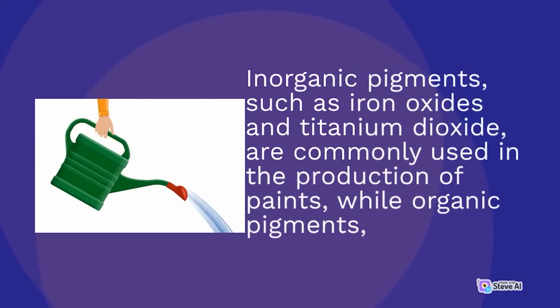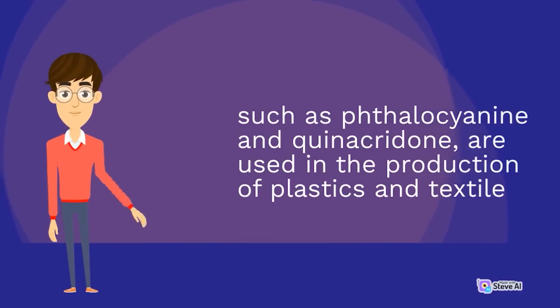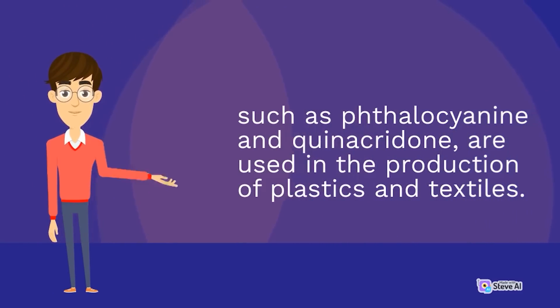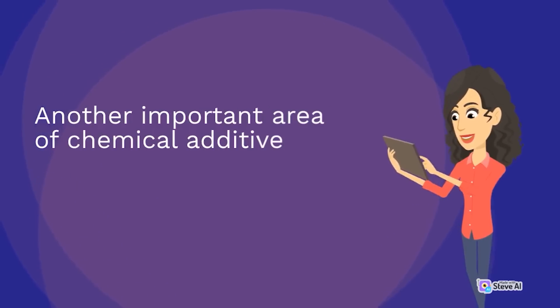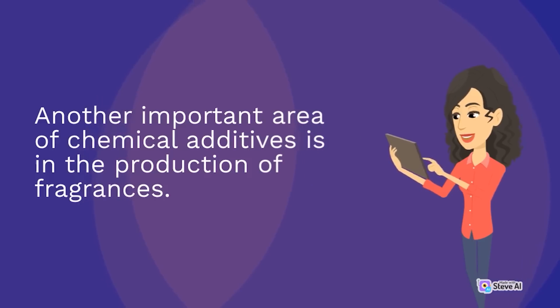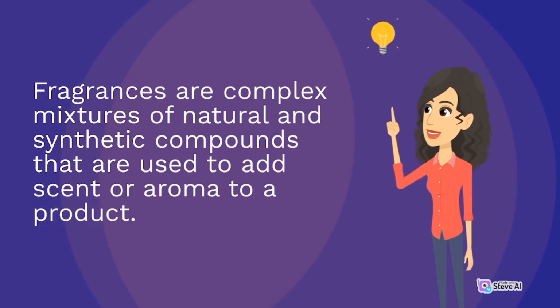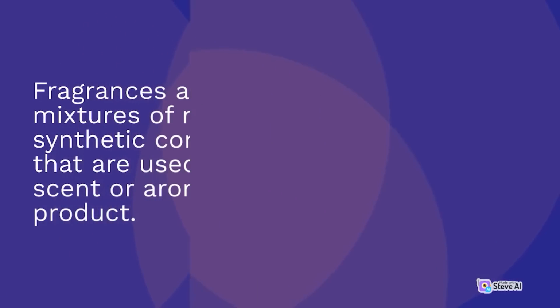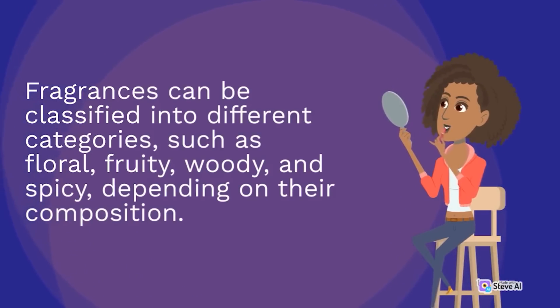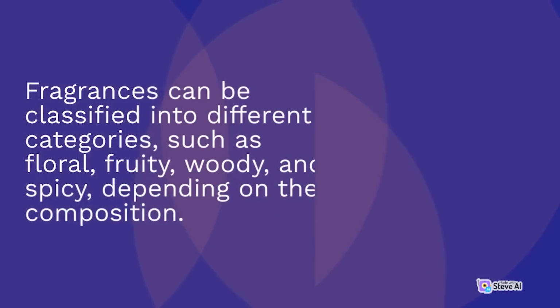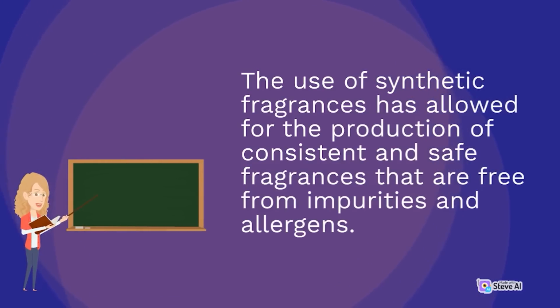Inorganic pigments, such as iron oxides and titanium dioxide, are commonly used in the production of paints, while organic pigments, such as phthalocyanine and quinacridone, are used in the production of plastics and textiles. Another important area of chemical additives is in the production of fragrances. Fragrances are complex mixtures of natural and synthetic compounds that are used to add scent or aroma to a product. Fragrances can be classified into different categories, such as floral, fruity, woody, and spicy, depending on their composition. The use of synthetic fragrances has allowed for the production of consistent and safe fragrances that are free from impurities and allergens.